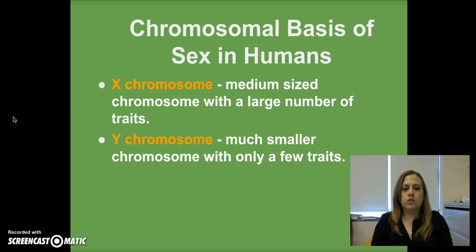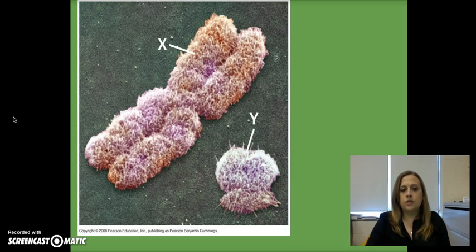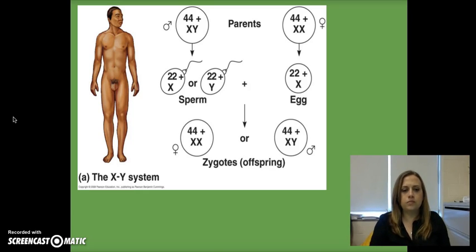So that X chromosome is a medium-sized chromosome and it has a large number of traits. We've talked about that in class. And then the Y chromosome is much smaller and it only has a few traits. Here is a view of the X compared to the Y chromosome. So you can see the X is quite a bit larger. And here is a diagram that just sort of depicts the XY system.